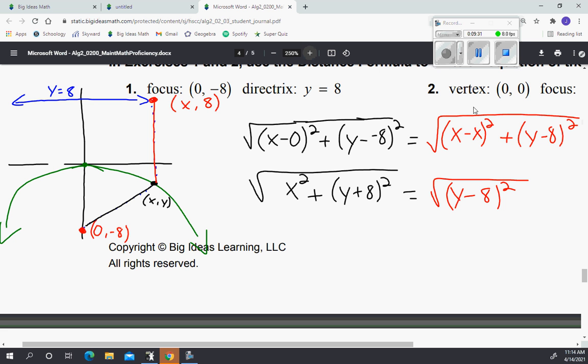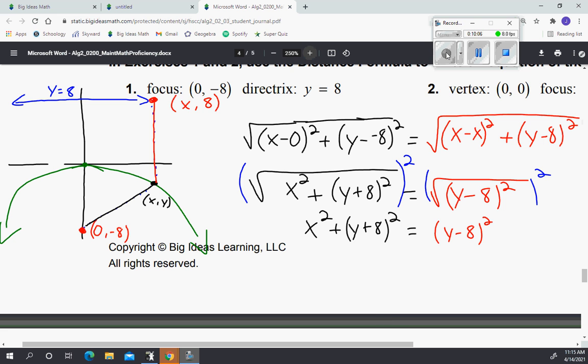So I simplified the distance of both lines. I'm using the distance formula for both lines. Simplify even further. I'm going to square both sides just so we can get rid of those nasty square roots. So I have x squared plus y plus 8 squared still equal to y minus 8 squared. Now, I'm going to simplify further. I have x squared, but then I have y plus 8 times y plus 8 is equal to y minus 8 times y minus 8.